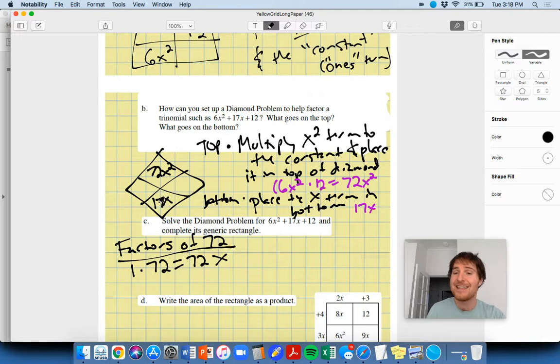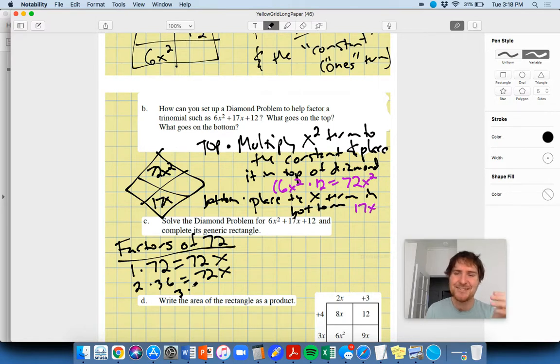So factors of 72: I've got 1 times 72, but that adds to 73, so that doesn't work out. We need to add to 17. We've got 2 times 36. Is that going to work out? Well, it multiplies to 72, but it adds to 38, not 17. Let's keep going. 3 times, what is it here to get to 72? Does 3 go into 72? It does.